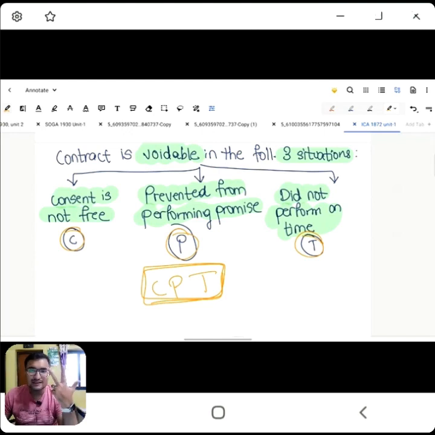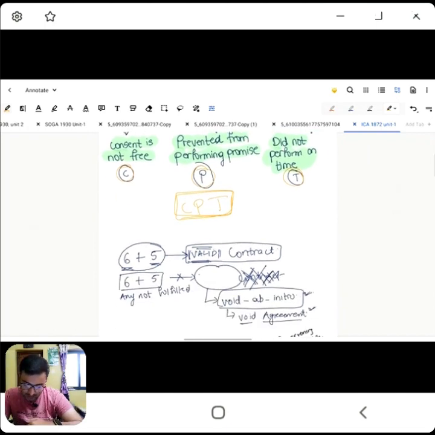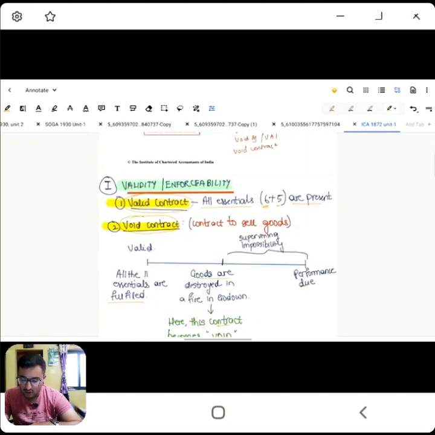In these three situations, who will be the aggrieved party? Where consent is not free, put on gunpoint, the person who is put on gunpoint is the aggrieved party. When performance is prevented, if I stop you from doing performance, you are the aggrieved party, and when I don't perform on time, again you are the aggrieved party. So in all the three situations, the aggrieved party has an option to stop this contract and treat it as a void contract. So these were the three situations where a contract is voidable, right?